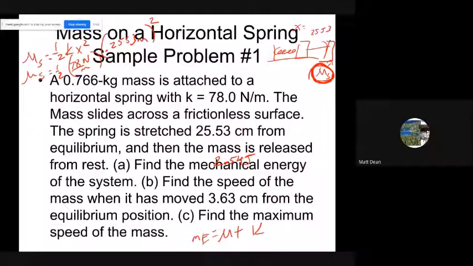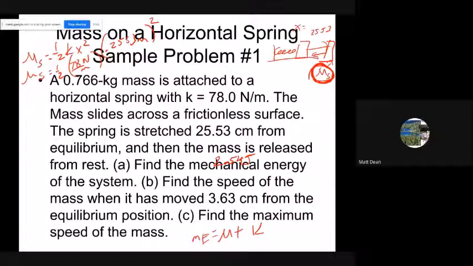All right, so now we're ready to work on part B. Find the speed of the mass when it has moved to 3.63 centimeters from the equilibrium position. So now it starts to shoot back this way. And now instead of being 25.53 away from equilibrium, it's only 3.63.